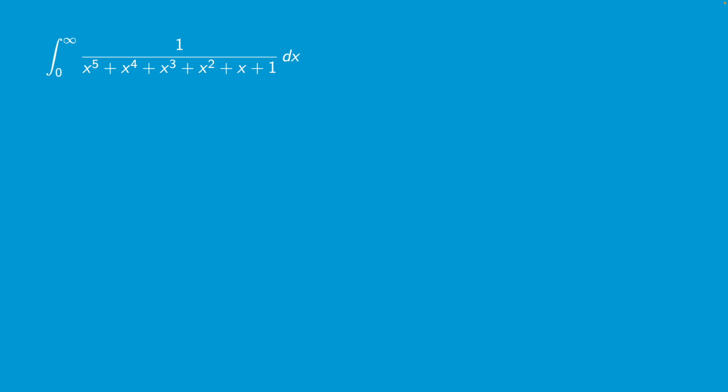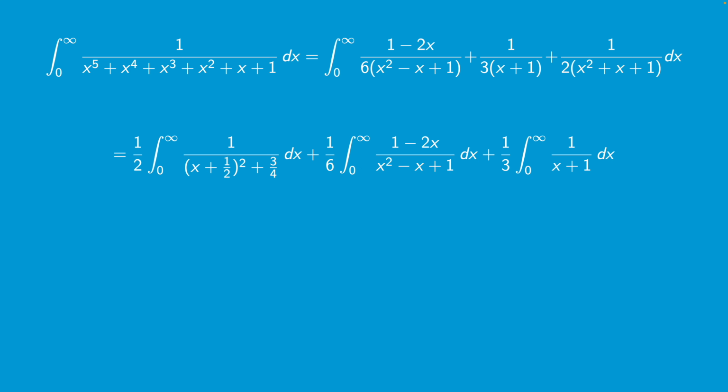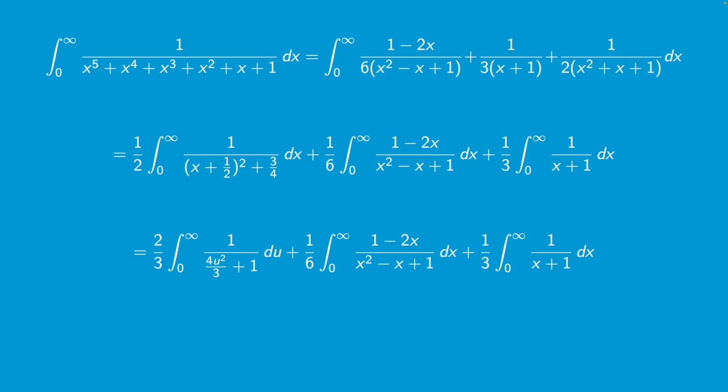So we're going to start by doing partial fractions. That's easy money. And then we're going to complete the square in our leftmost guy. And now we're going to do u substitution for x plus 1/2. And so du is dx. And then we're going to take out some constants.